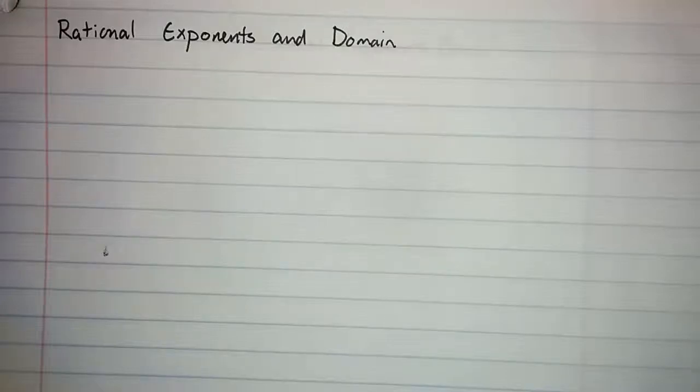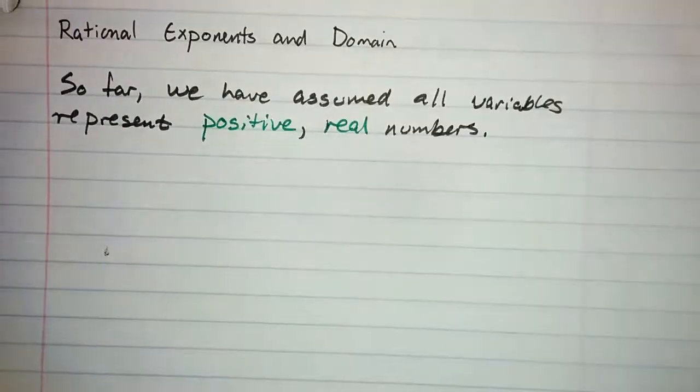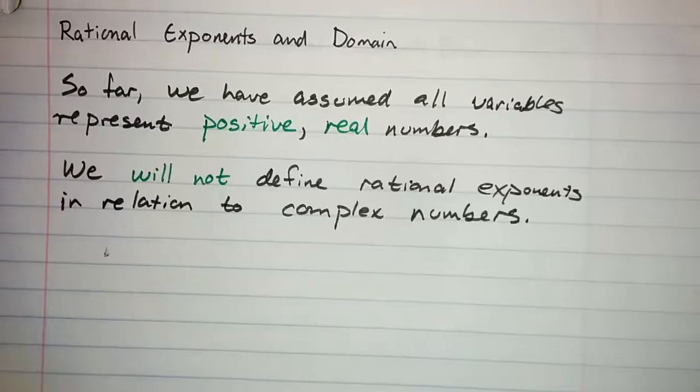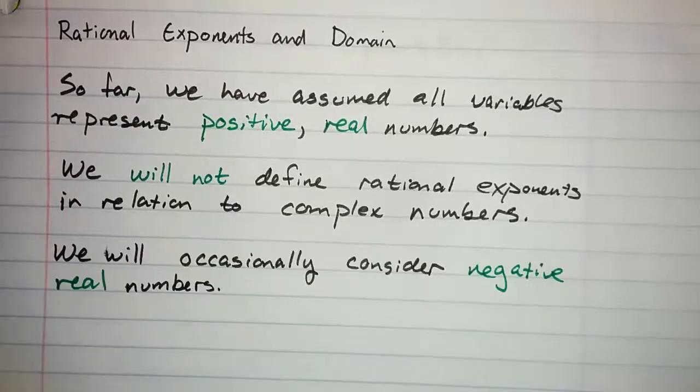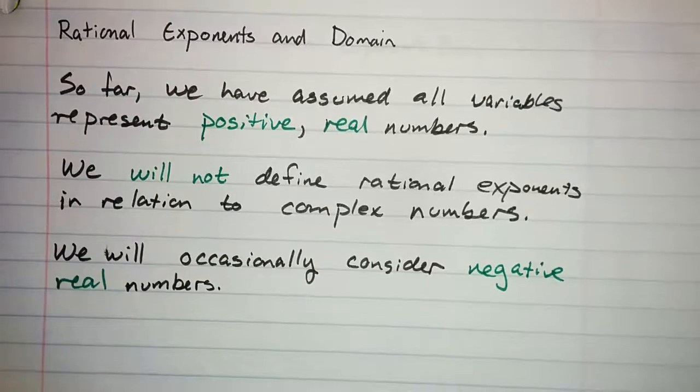Okay, so far we've made one big assumption through this whole thing, and that is, so far we've assumed that all of our variables represent positive real numbers. And that's because when we allow other numbers into this mix, this stuff gets screwy. We're not going to define rational exponents for complex numbers at all, but we will consider negative real numbers. What are we going to do with the negative real numbers?